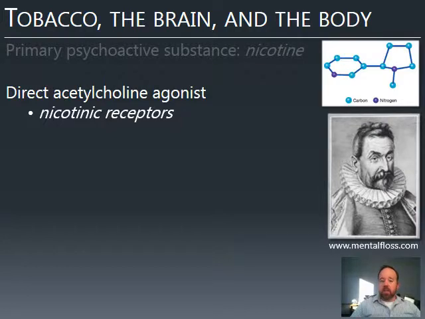It increases the effectiveness, mimics acetylcholine, and it is direct, which means it binds directly to receptors, as opposed to affecting something like a reuptake, like cocaine does for norepinephrine, dopamine, serotonin. So cocaine is indirect, but nicotine is direct. It acts directly on the receptor and enhances the activity of acetylcholine.